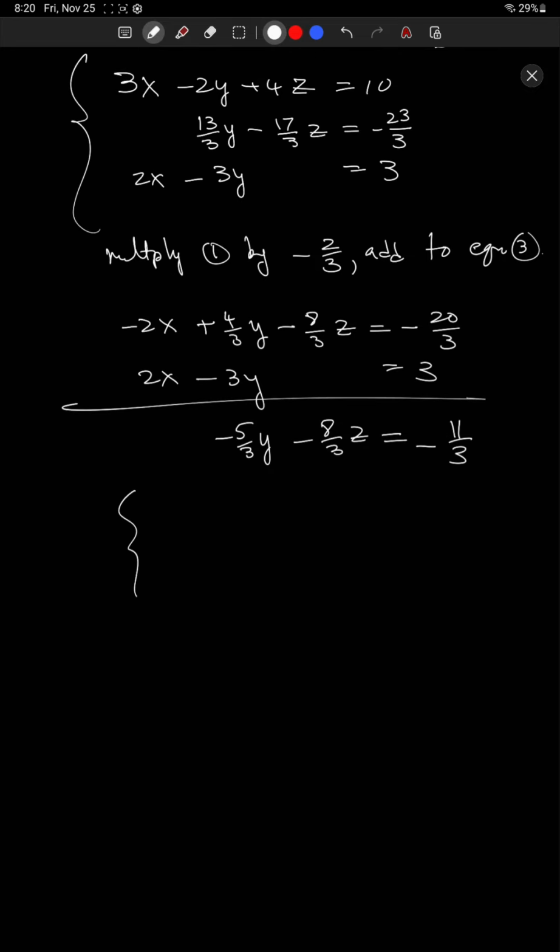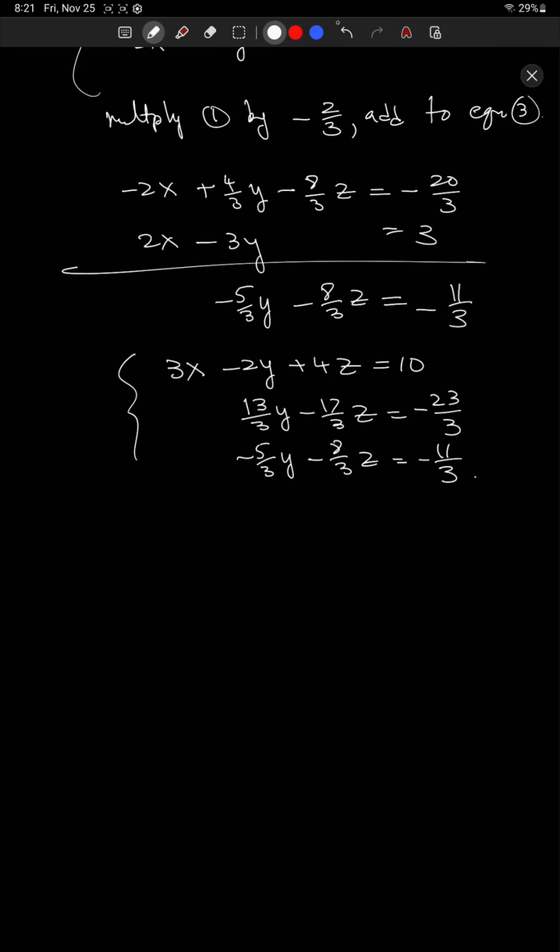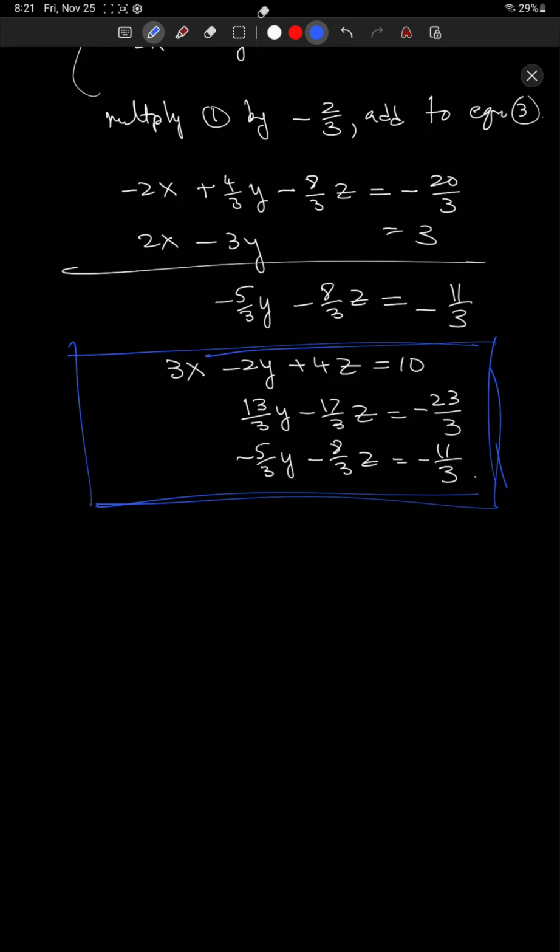So my step 2 would be, my equations would now be like this. 13 over 3y minus 17 over 3z equals minus 23 over 3, minus 5 over 3y, minus 8 over 3z equals minus 11 over 3. All right, so again, looks unpleasant. You're going to have to work with fractions. No escape. There's no escape from that.